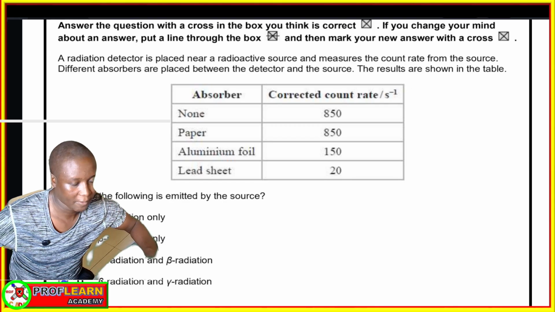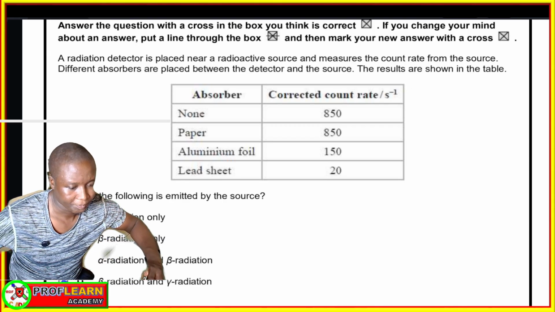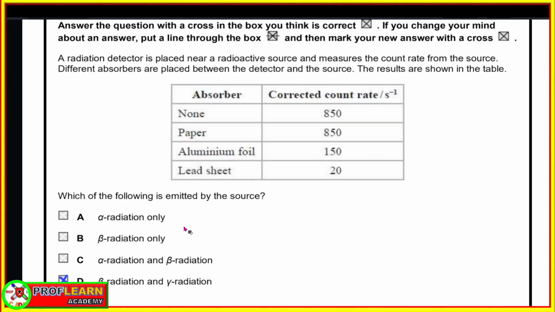For instance, here, candidates were told to analyze this: a radiation detector is placed near a radioactive source, and which of the following is emitted by the source? Remember, when there was no obstacle between the source and the detector, the count rate was 850. When paper was placed, it is 850, so meaning the radiation passed through paper. With aluminium, it became 150 from 850, and with the lead, it became 20.